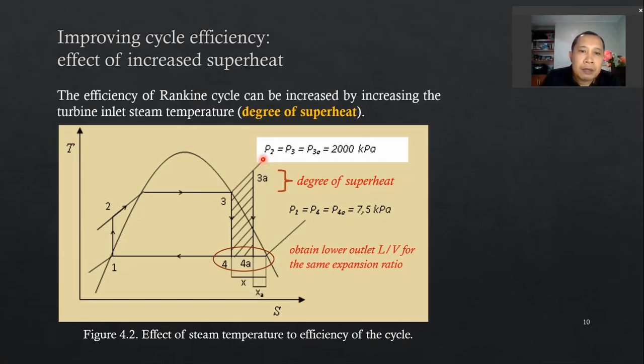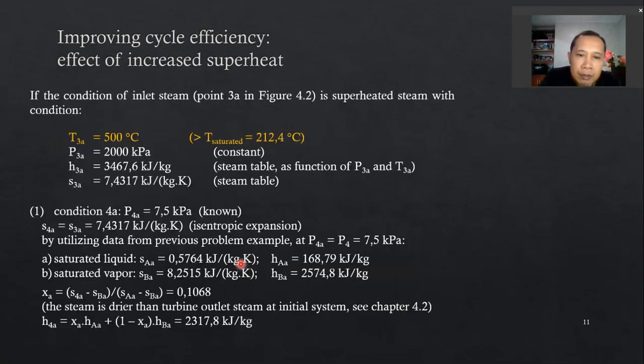And if you increase the degree of superheat and you expand it isentropically, you will end up with a drier outlet steam. Okay, so we obtain lower outlet L over V, liquid to vapor ratio, for the same expansion ratio, and that will increase your area under the curve. Okay, hence it will increase the cycle efficiency. Okay, this is the calculation result. You can go through this calculation on your own.